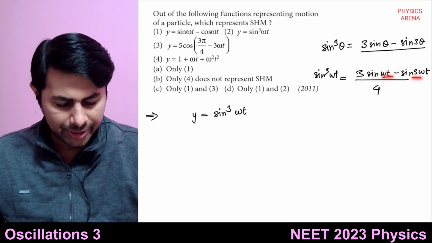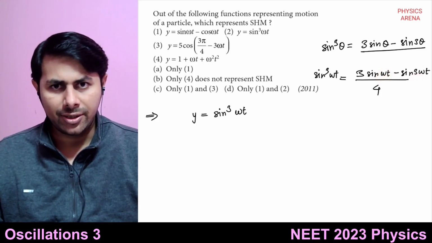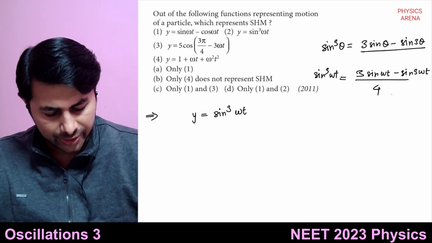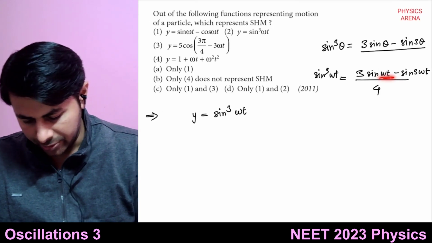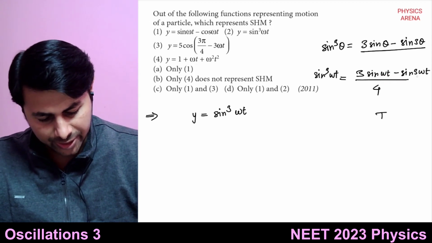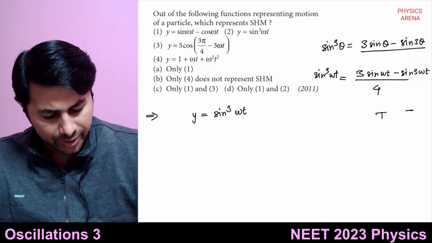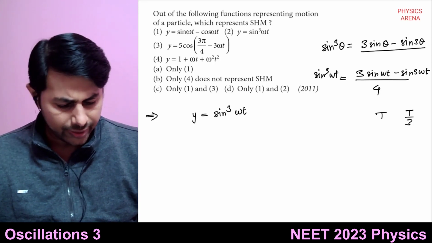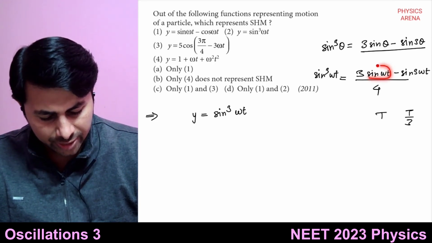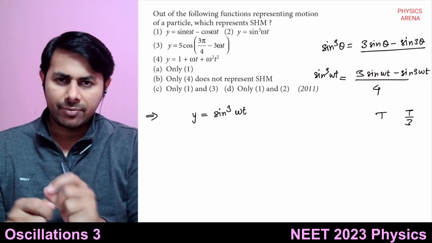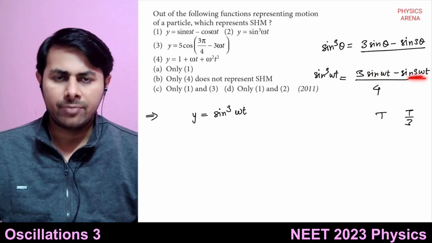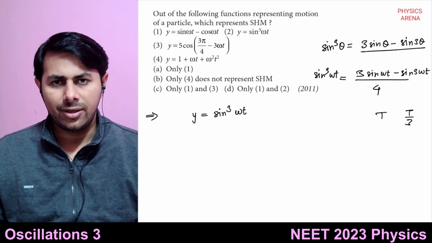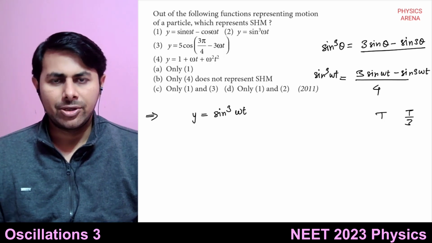So this will be some periodic function. Let's suppose the time period of the first function is T. The time period of the second function will be T by 3 because frequency is thrice. When sine omega t completes one oscillation, this one will complete 3 oscillations. This will still be periodic, but it's not SHM because frequencies are different.